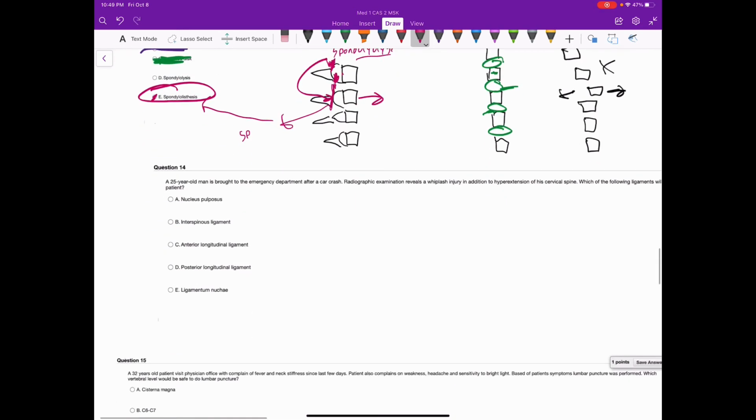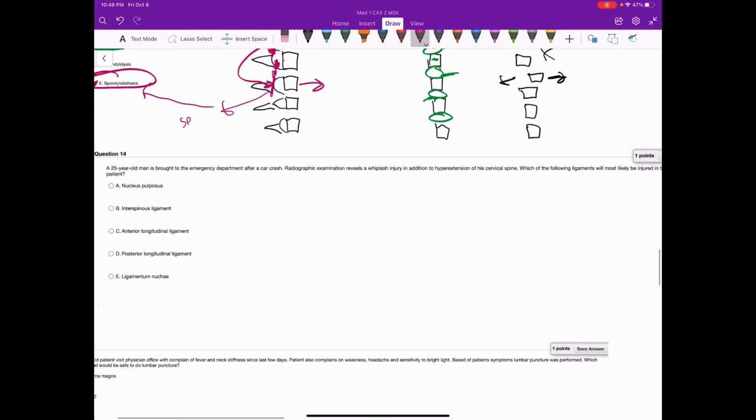Okay, next one. A 25-year-old man is brought to the emergency department after a car crash.